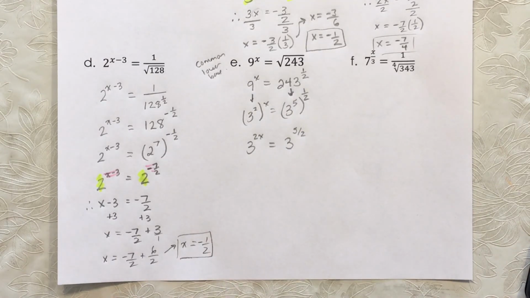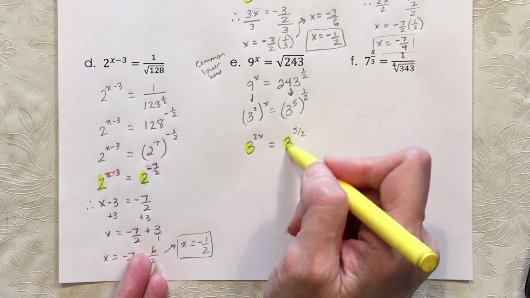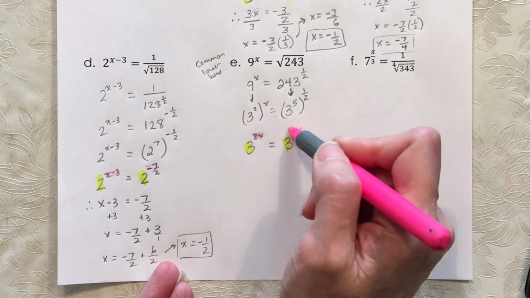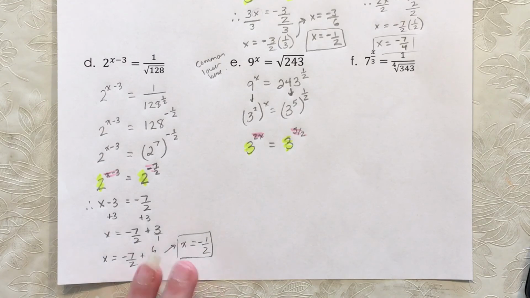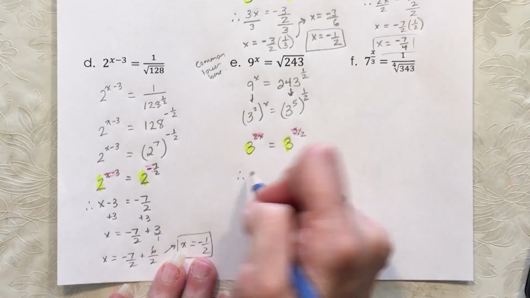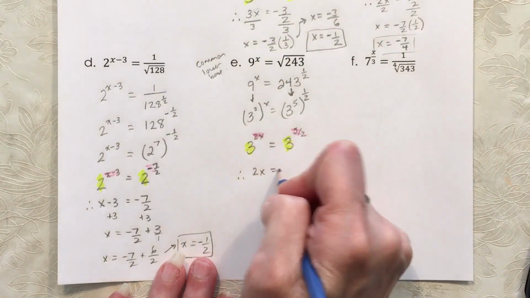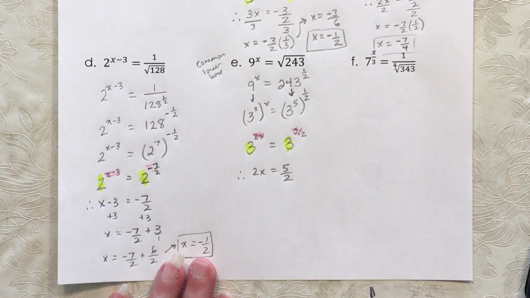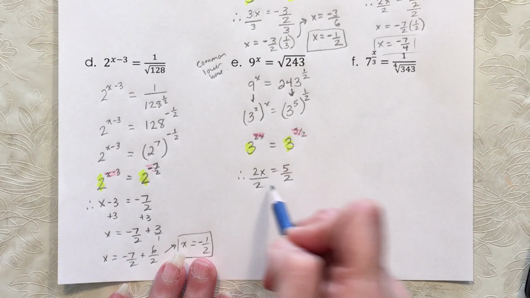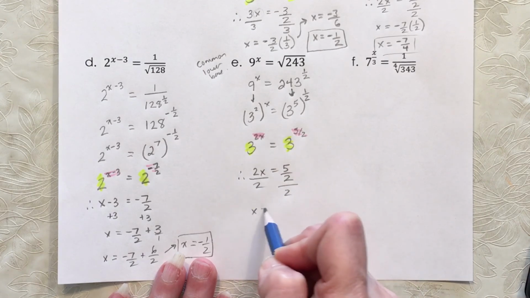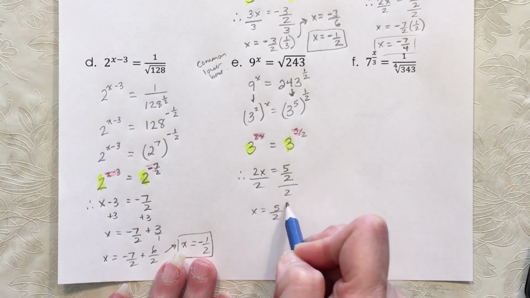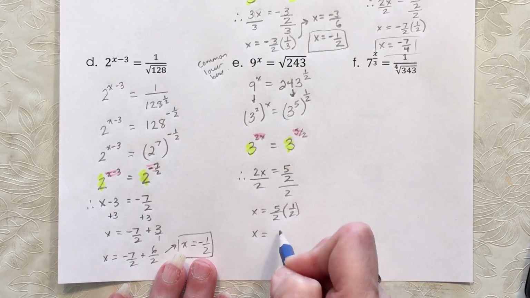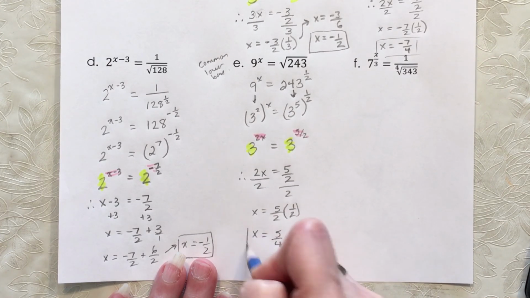So now I've got the same base on both sides, which means that the exponents have to be equal. So 2x has to be the same as 5 over 2. But I don't want 2x, I want x, so I'm going to divide both sides by 2. Dividing by 2 is like multiplying by a half. So I end up getting x equals 5 over 4.